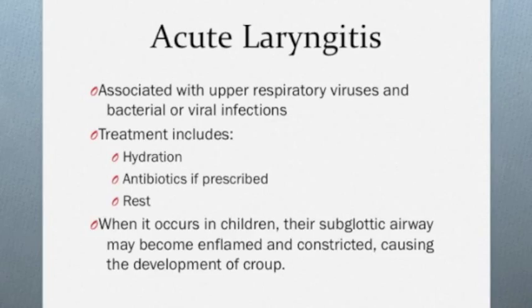Acute laryngitis is associated with upper respiratory viruses and bacterial or viral infections. Treatment for this type of acute laryngitis includes hydration, antibiotics if prescribed, and rest. When acute laryngitis occurs in children, their subglottic airway may become inflamed and constricted, causing the development of croup.